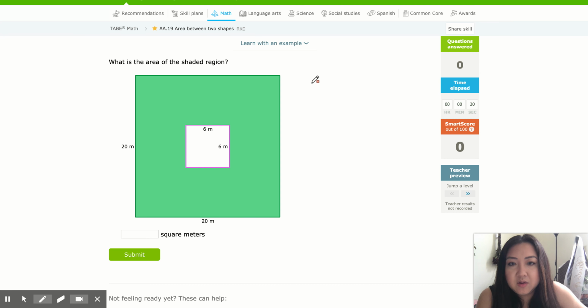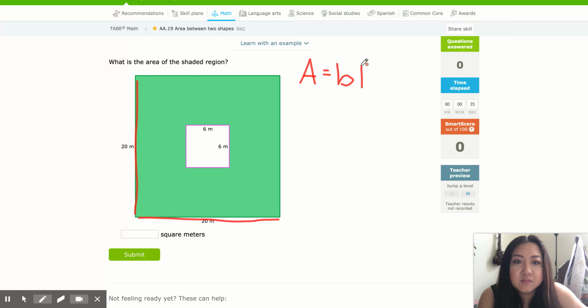In order to find the area, we need to know the formula, which is the base down here times the height, which is right here. And so because we're looking for just the shaded area, we're gonna have to find the area of the big square and then also the area of the small square. And because we don't want this right here, we're gonna have to just subtract it from the big one.